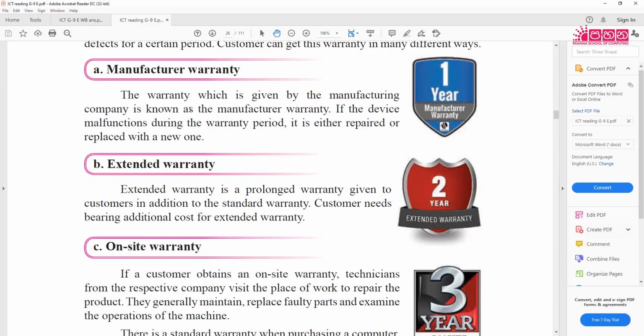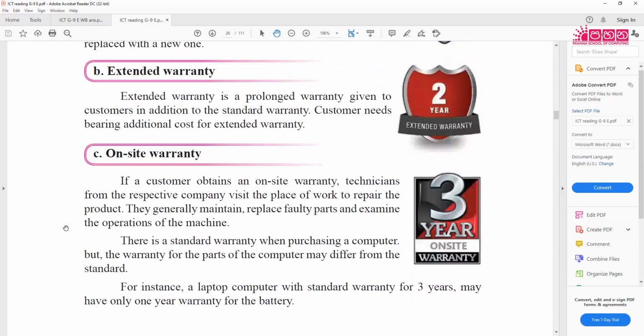Then the third one I told you, when you go for organizations and they don't have time to visit repair shops and so on, what they prefer is to have the technicians come to their place. This is called on-site warranty, which means if something goes wrong with your machine, they will come and visit your place. Okay. So this is what we call on-site warranties.